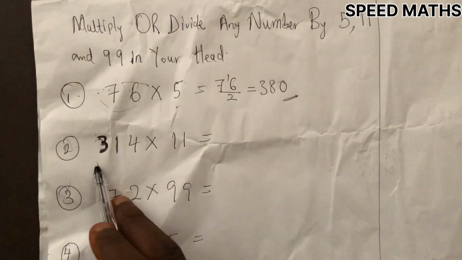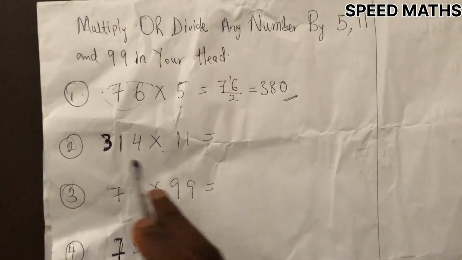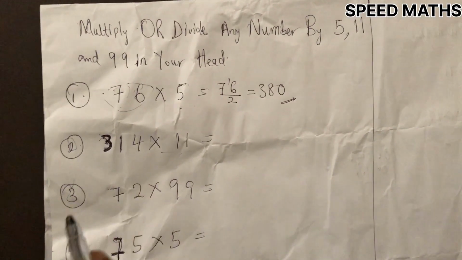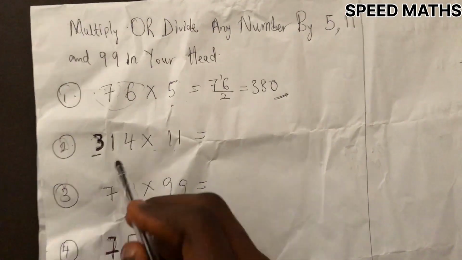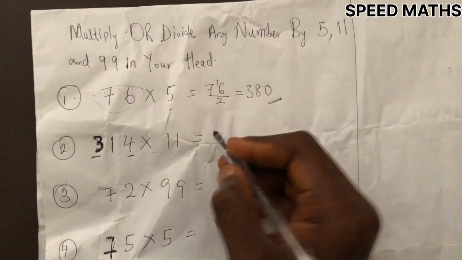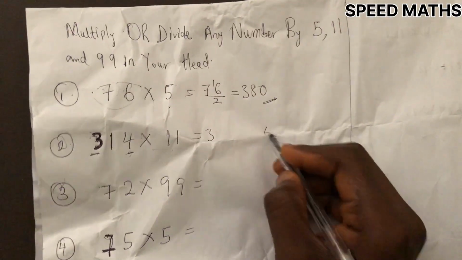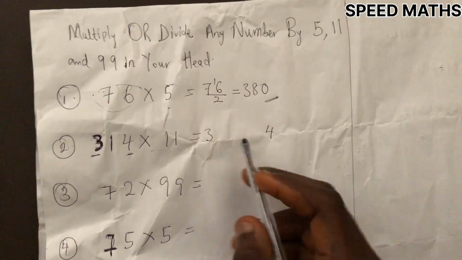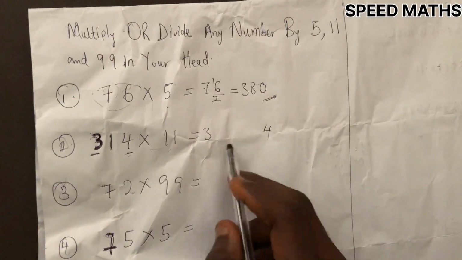How do you multiply any number by 11? To multiply any number by 11, I will just tell you for free that the first and the last digit must always be there. So that's for a fast way: 3 and 4. Now you are left to get the one in between.